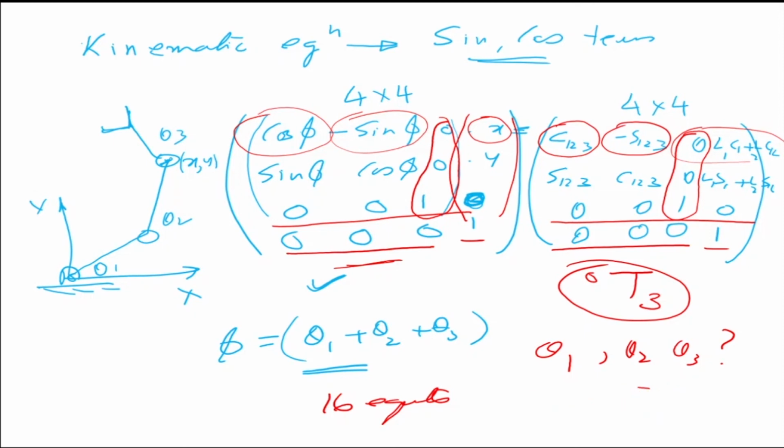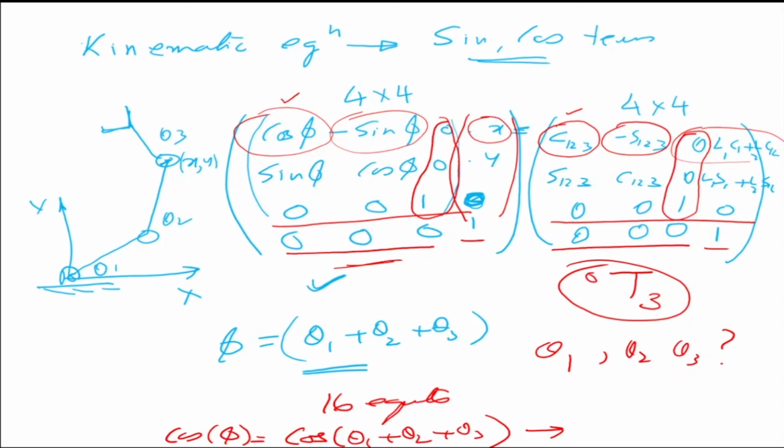And this term, say cos phi, if I equate it with cos of theta 1 plus theta 2 plus theta 3, this is an equation, but you cannot solve it. These equations are difficult to solve. In this particular case, you will not be able to solve. So this brings us to the problem of inverse kinematics.